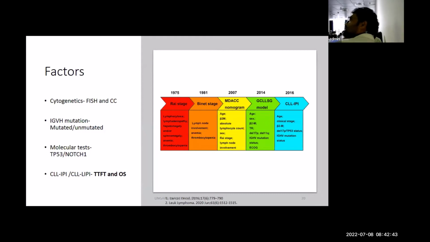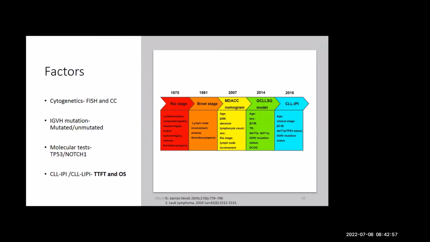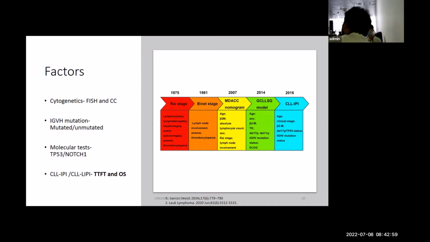I'm not going into detail. As I said, in 1975 you have Rai staging and Binet staging. Then the latest, I would say, is the CLL-IPI that came in 2016. CLL-IPI is based on age, clinical stage, beta-2 microglobulin, 17p, and IgVH status. So we have 5 factors which divide CLL into 4 categories: low, intermediate, high, and very high.